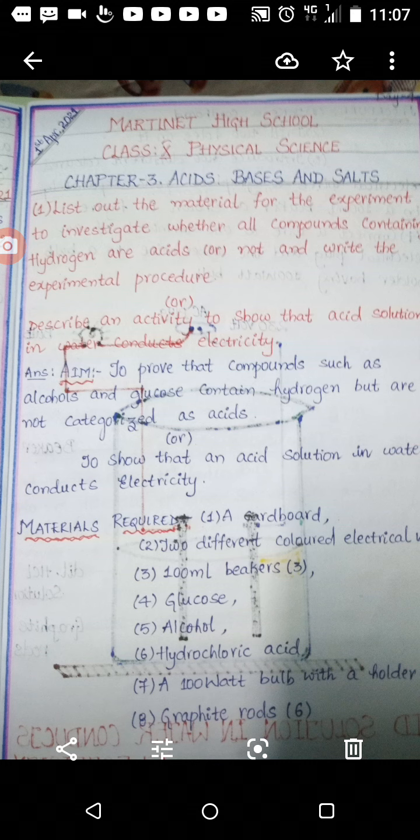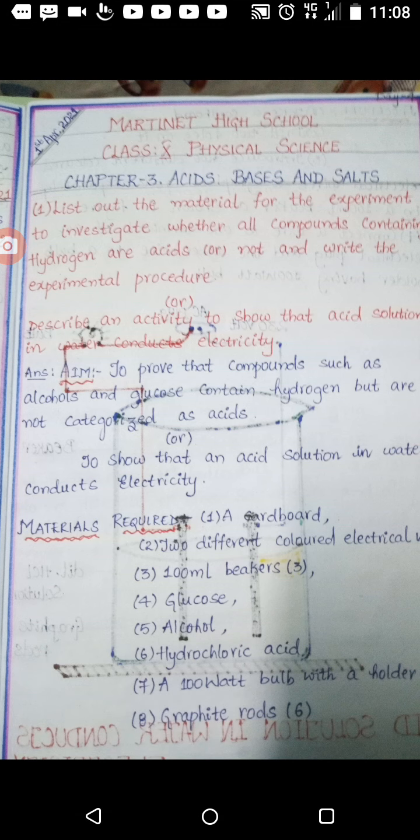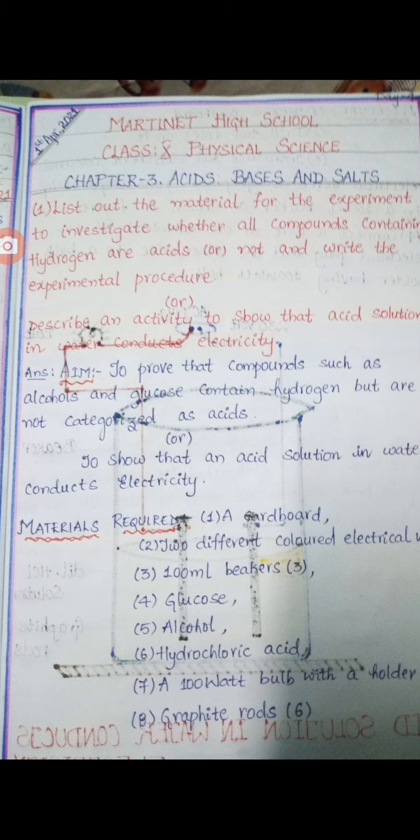The different materials required are: first one is a cardboard, second one is two different colored electrical wires. Electrical wires are nothing but copper wires. Third one is 300 milliliter beakers, glucose, alcohol, hydrochloric acid. Seventh one, students, is a 100-watt bulb with a holder, and eighth one is 6 graphite rods.